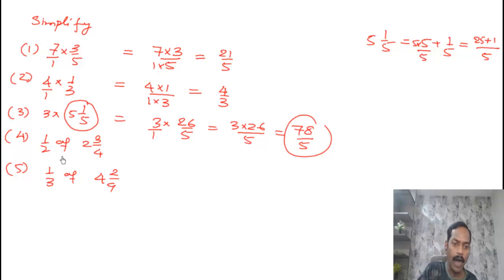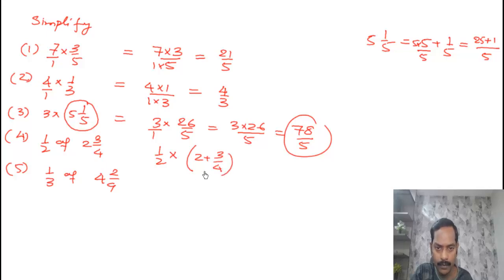Next, half of 2 3/4. So again, first of all we have to reduce this. Half of means multiplication, and this reduces to 2 plus 3 by 4, right? Again, for 2 plus 3 by 4, we should get a denominator of 4 here. Here it is 1, so we should be multiplying both numerator and denominator by 4, so this will become 8 plus 3 by 4.